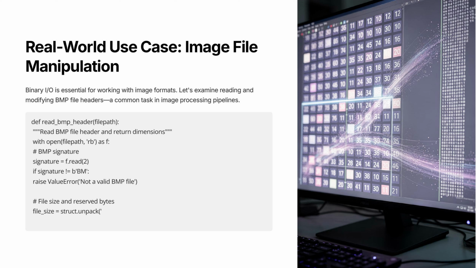Binary input-output is crucial for image processing, especially with bitmap files. Reading a bitmap header involves checking the signature BM to confirm validity. The file size and reserved bytes are unpacked using struct. This process is foundational for tasks like resizing or format conversion in image processing pipelines.